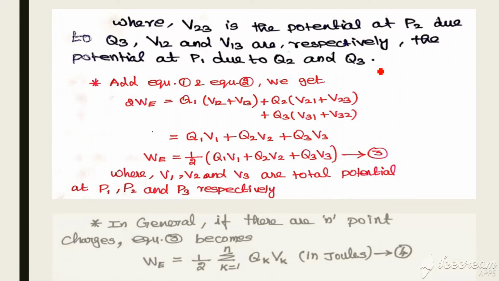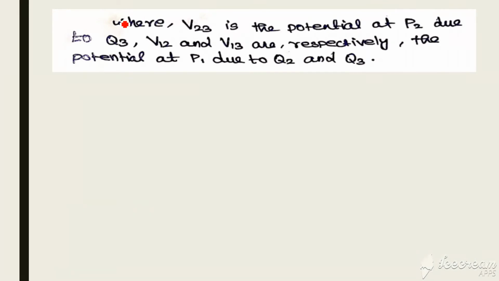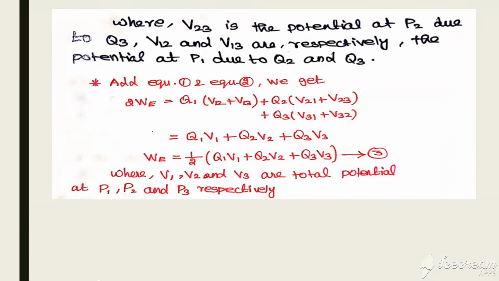Next, while adding equations 1 and 2, we get 2WE is equal to this term. Taking common terms corresponding to the charges, we get Q1 into (V12 plus V13) plus Q2 into (V21 plus V23) plus Q3 into (V31 plus V32).